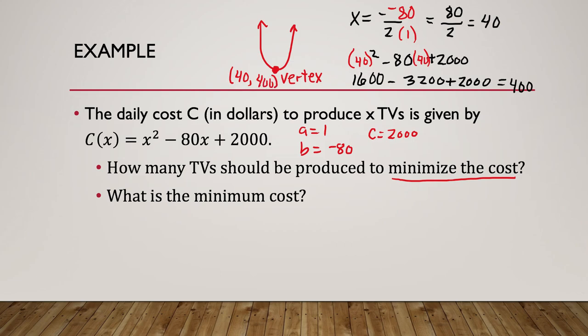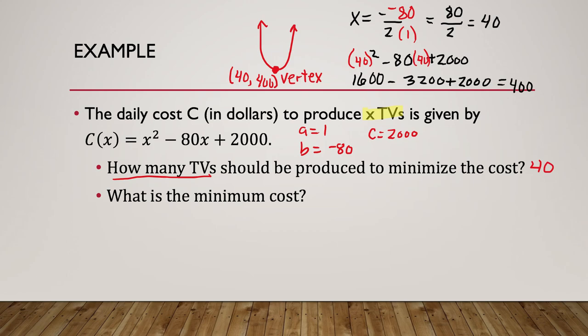All right, so once you find the vertex, remember then you're going to go to your problem and look at what number answers which question. So the first question says, how many TVs? So what I want you to note is that the problem tells us that X is the number of TVs. So if the question is asking me how many TVs, and I know that X is the number of TVs, I'm simply going to use the X value in the vertex, which would be 40.